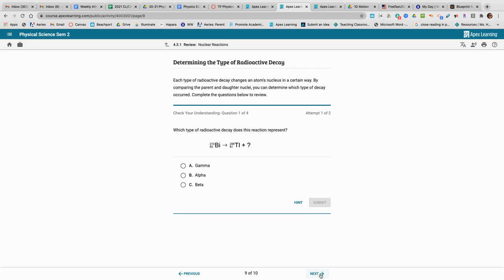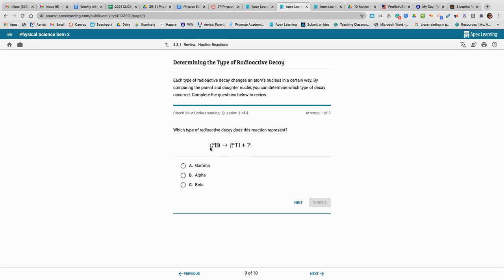Determining the type of radioactive decay. Each type of radioactive decay changes an atom's nucleus in a certain way. By comparing the parent and daughter nuclei, you can determine which type of decay occurred. Let's take a look at this one. I have 210 here and 206 here. That means my question mark particle has to have a mass of, I hope you said 4, because 4 plus 206 will give you 210.